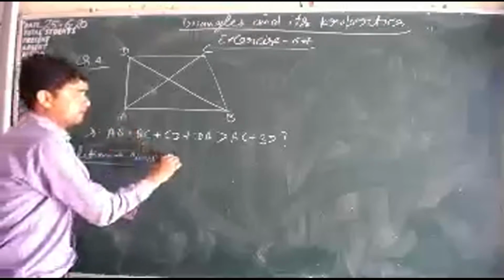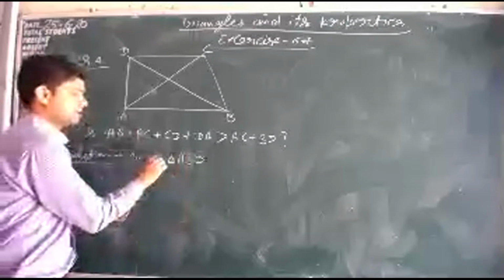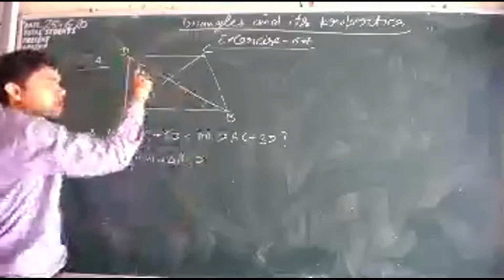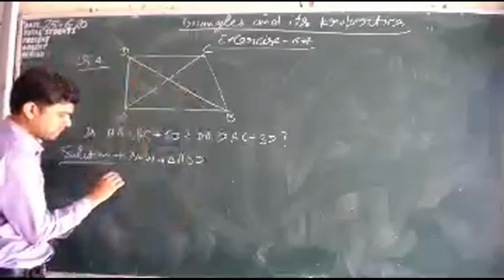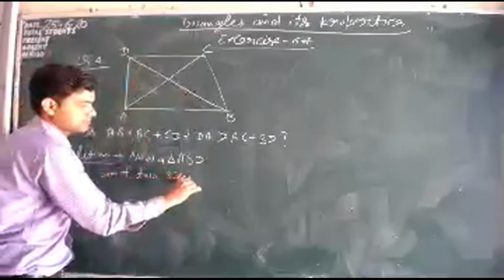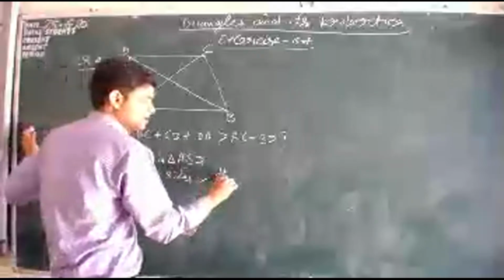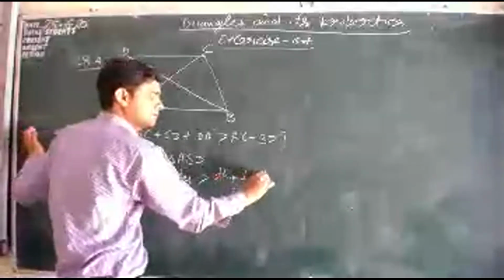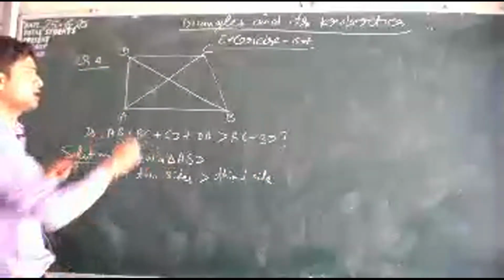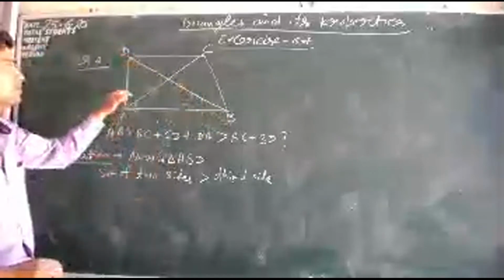In triangle 1, ABD, the sum of two sides is always greater than the third side. In triangle ABD, this triangle has three arms, 1, 2, and 3.